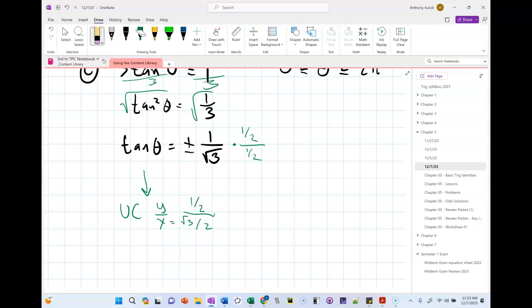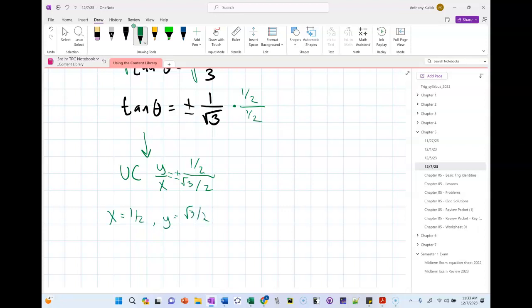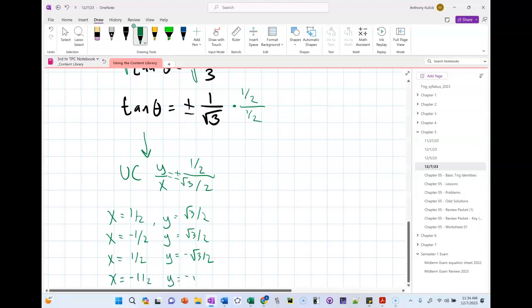But remember, this is plus or minus, right? So we could have where both of them are positive, where one of them is negative but the other is positive, and then reversed, and then where they're both negative. Is everybody okay with that?